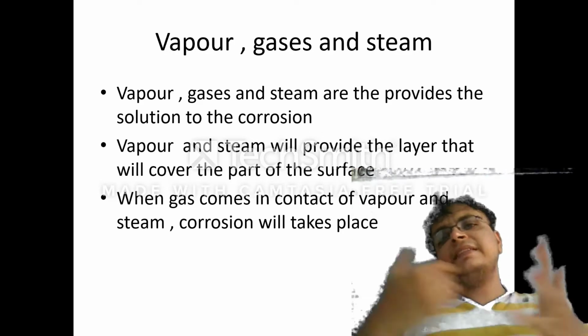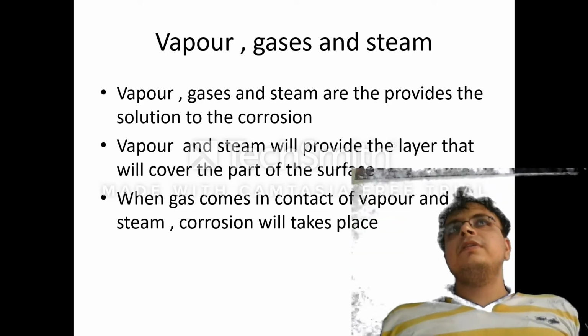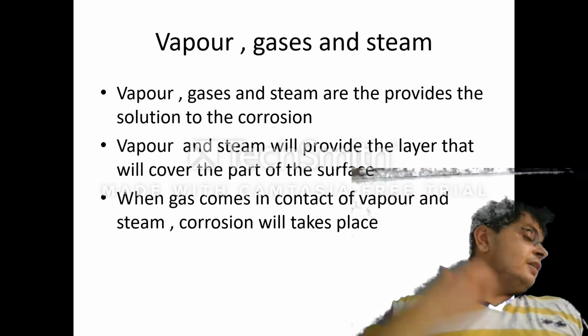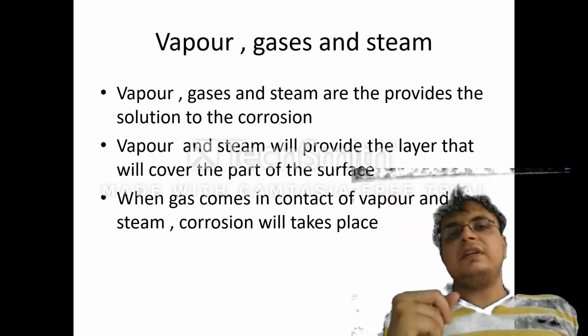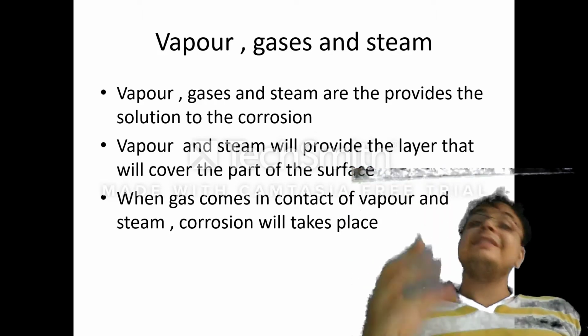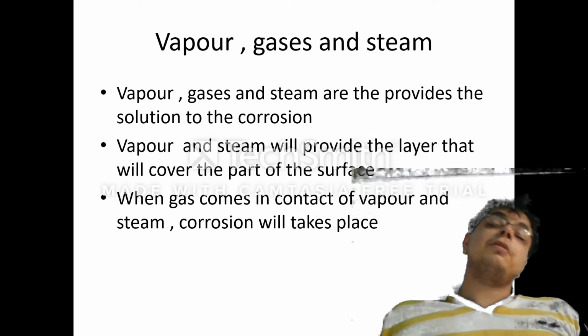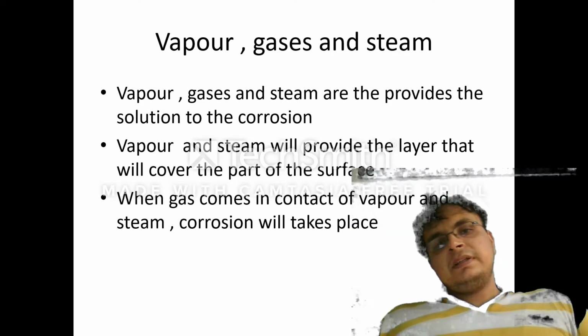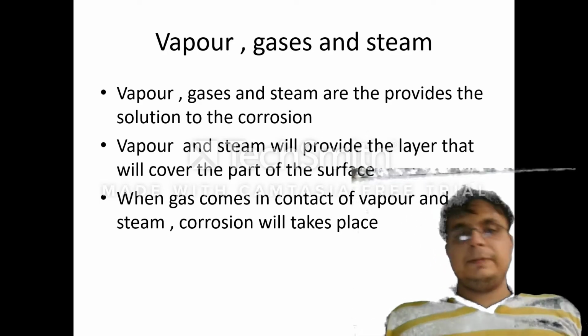Next is vapor, gases and steam. These are important components which are found in the atmosphere, and all three contain water, moisture, and we all know that moisture has a great role in forming the corrosion of the metal. So yes, vapor, gases and steam are found in the atmosphere.